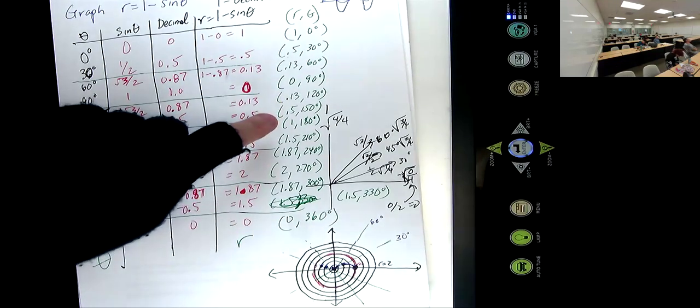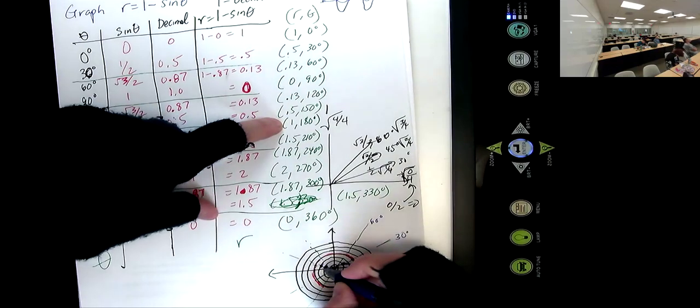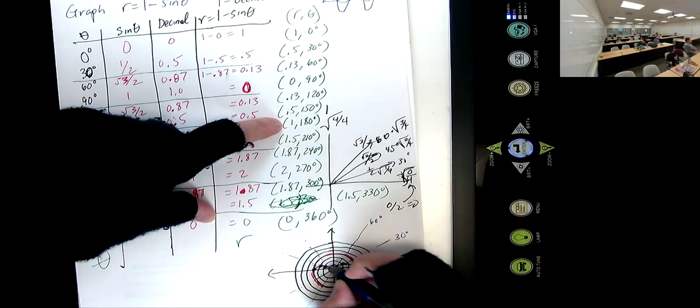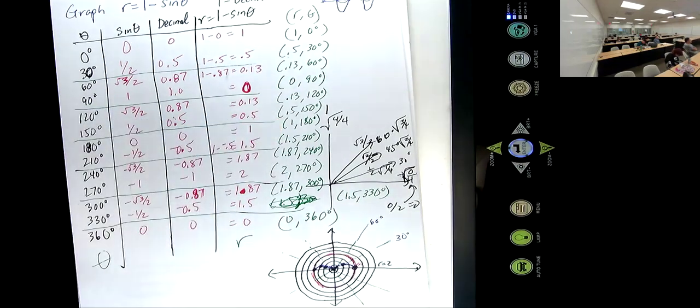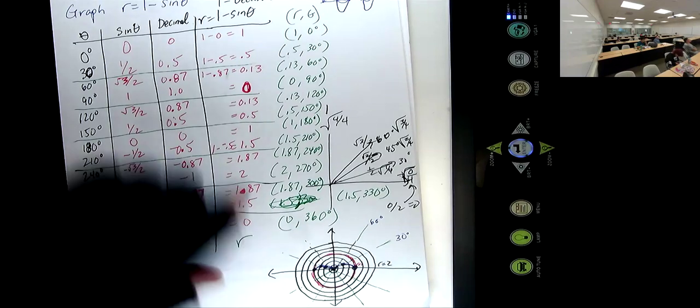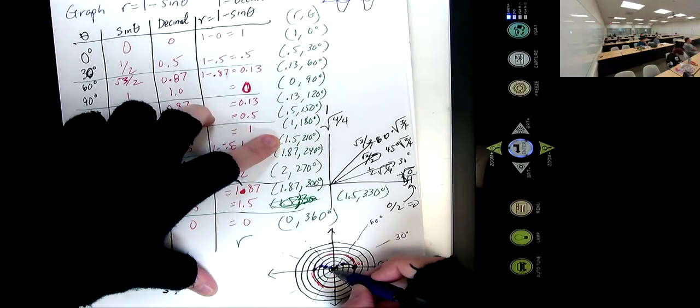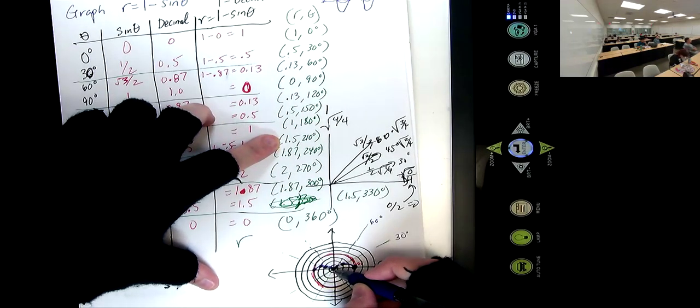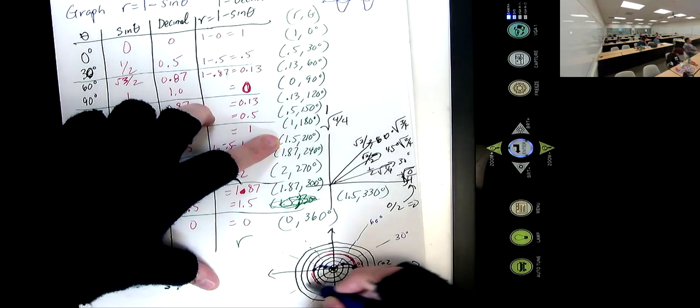And when I'm at 180 degrees, I'm out 1. Right there. So it looks like it's doing that. It's got 2 little hills. I keep going. At 210 degrees, I gotta go out 1.5. So that's 1, 1.25, 1.5 is right there.